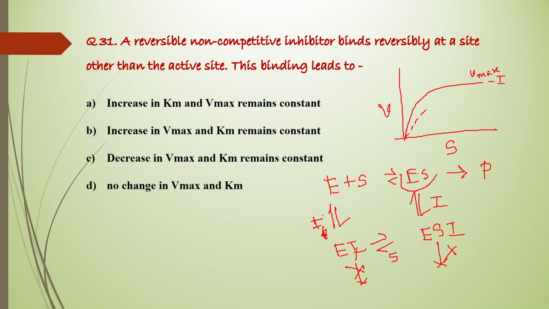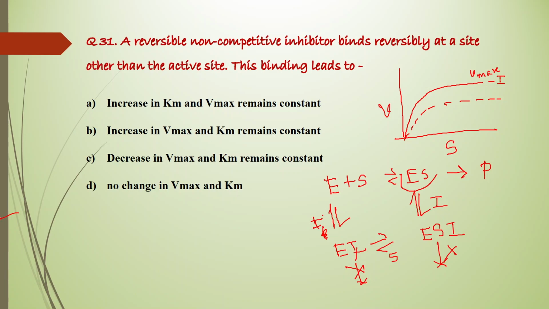So if you cannot use the total enzyme in your system, then you will never be able to achieve the same Vmax that was there without inhibitor. You can never achieve that same maximum velocity because your total enzyme is not available to you. So that means the curve looks something like this, where there is an initial velocity decrease and also Vmax has decreased.